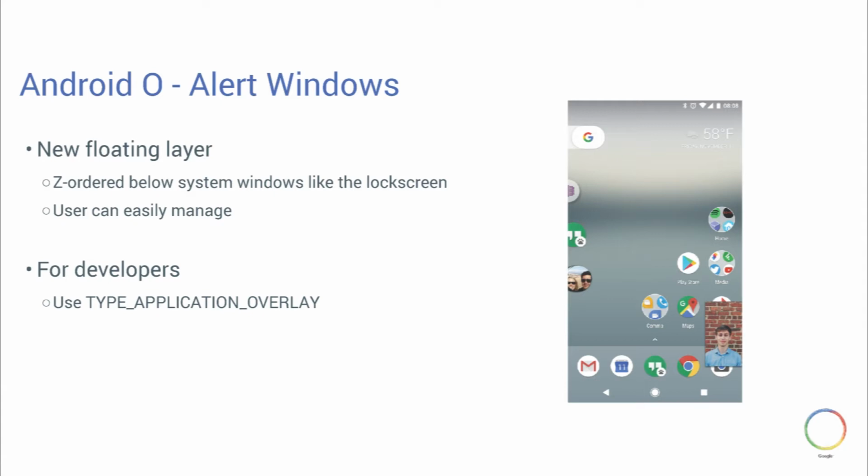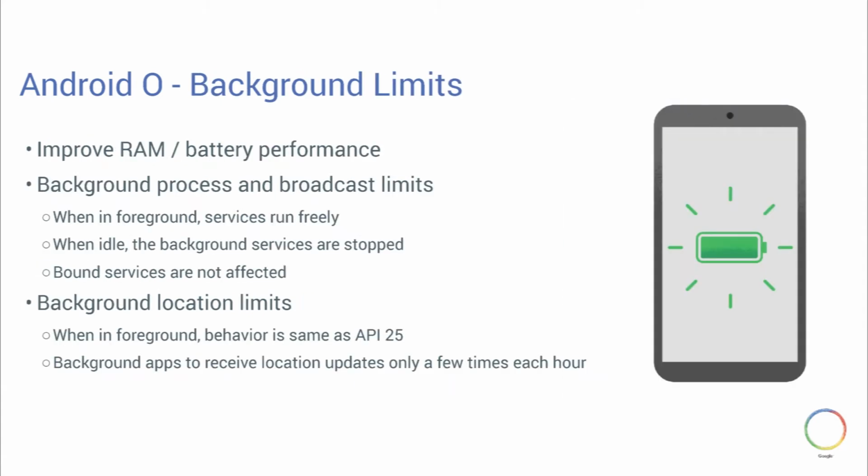We also add some new background limits in O, and of course, you may think, oh, more limits for developers. But the idea is really that we want to improve the user experience. We want to improve the memory and battery performance on all the new devices. And that's why we introduce these kinds of limits.